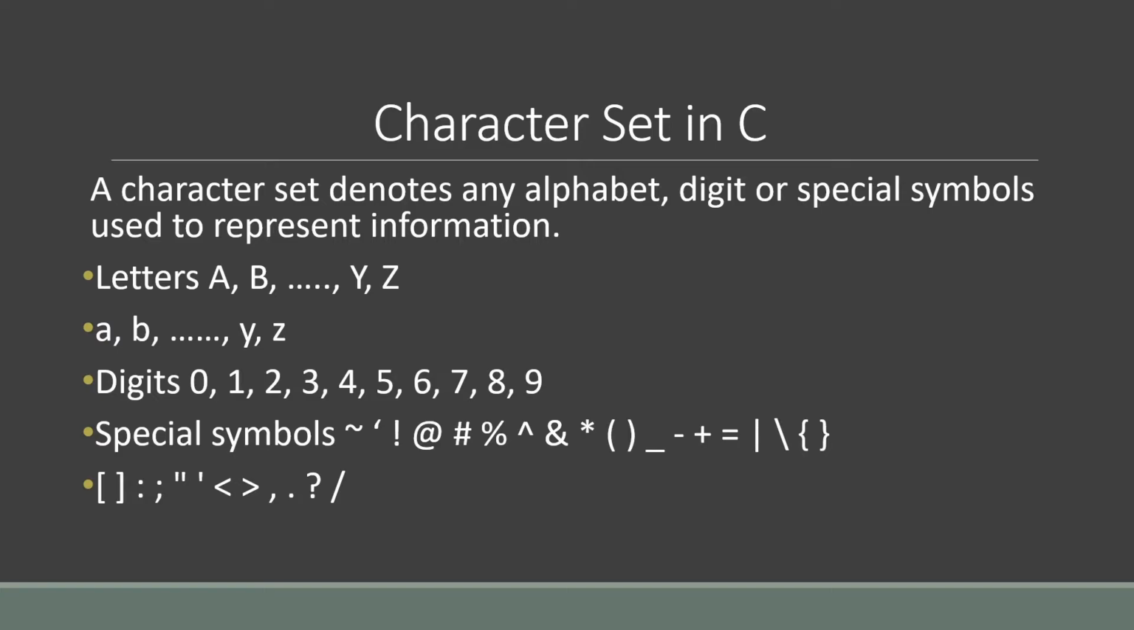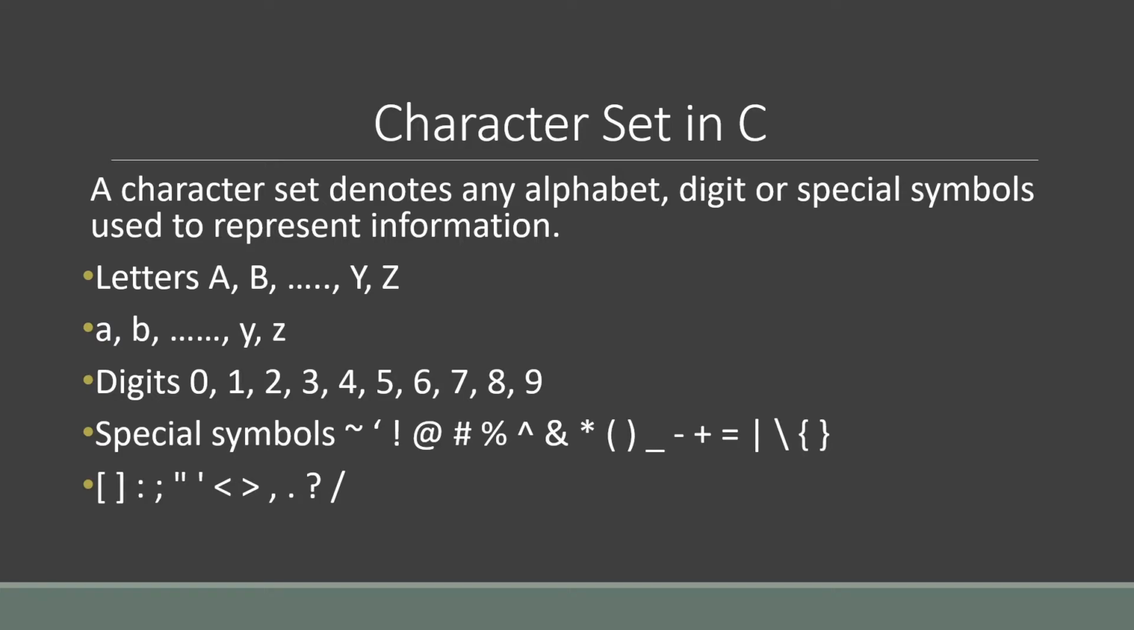Now, let's discuss character set in C. A character set denotes any alphabet, digit, or special symbols used to represent information. It includes letters from A to Z, both upper and lowercase, digits from 0 to 9, and all sorts of special symbols.